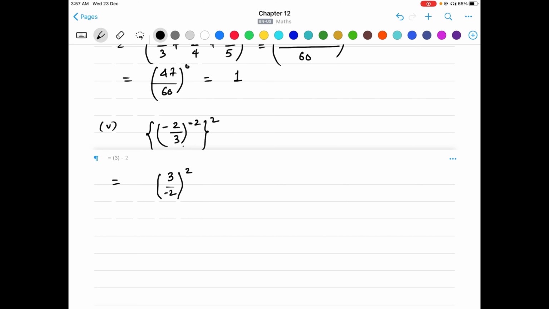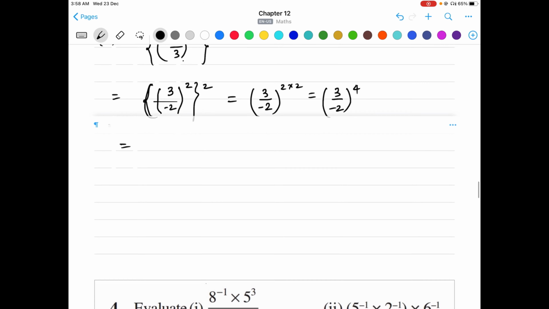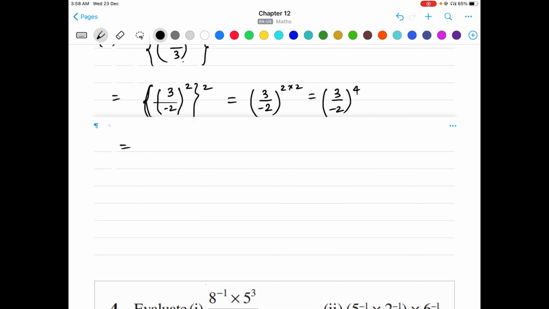Now this negative exponent will change to positive 1. Then we have the whole power 2. Now we open the next bracket. So we have (3/-2) power 2, and when you open the bracket, the powers will be multiplied. 2 into 2 will be 4, so this equals 3 power 4 over minus 2 power 4.